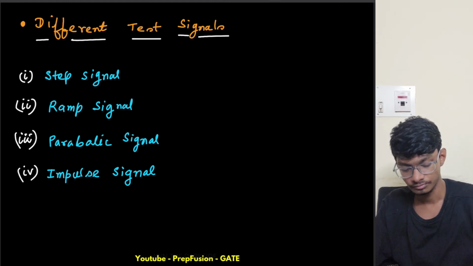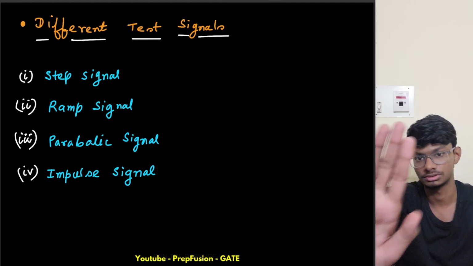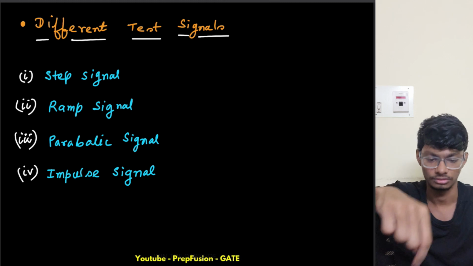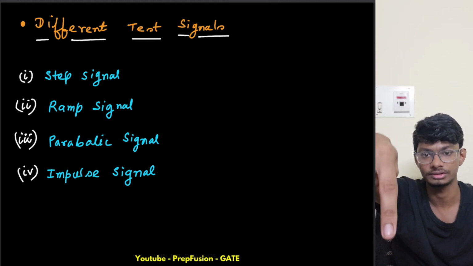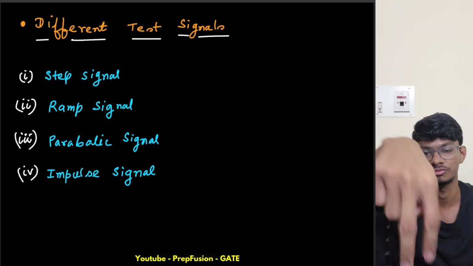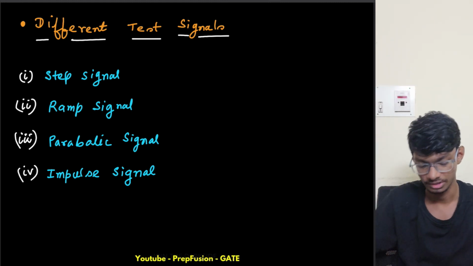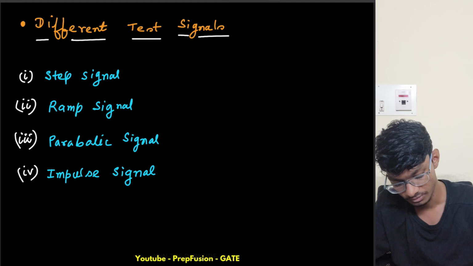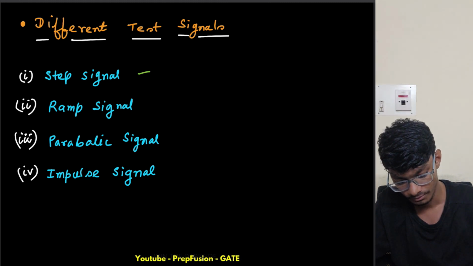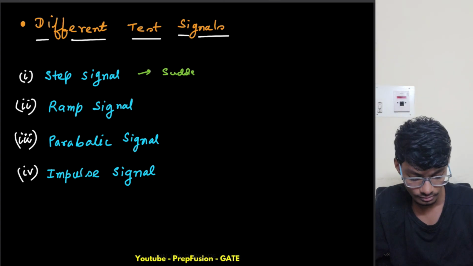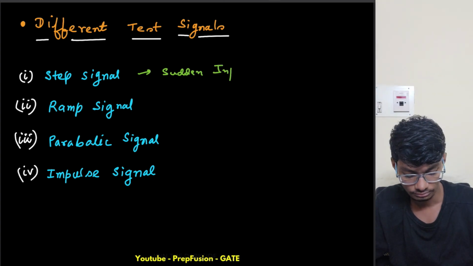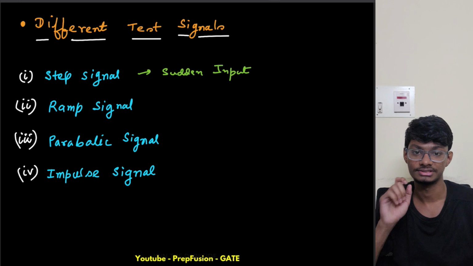So what happens is, I give you a sudden input, and then you move a bit ahead and then it stops. Then you stop, move 2 meters ahead and then you stop. I give you a force and you move 2 meters ahead and then stop. So this means this is a sudden input. Now what is the ramp signal?